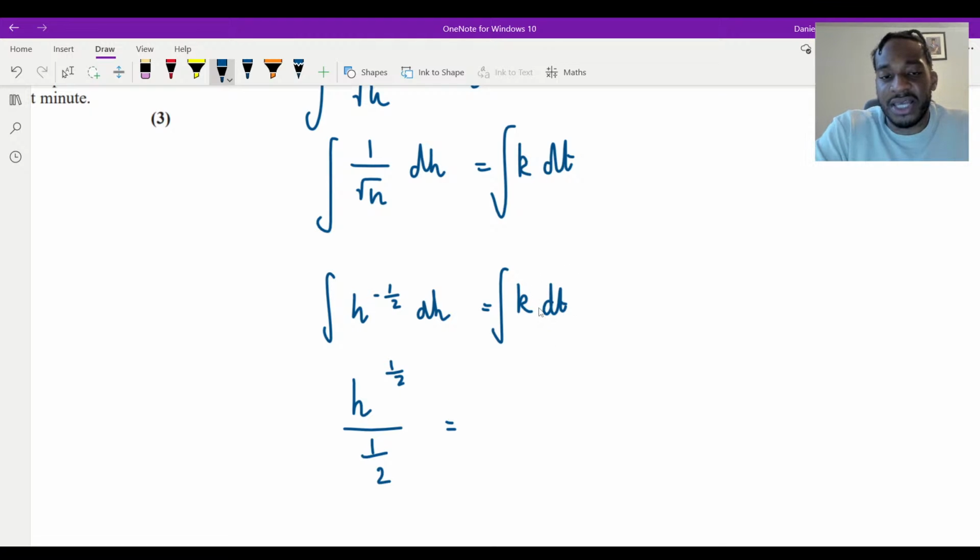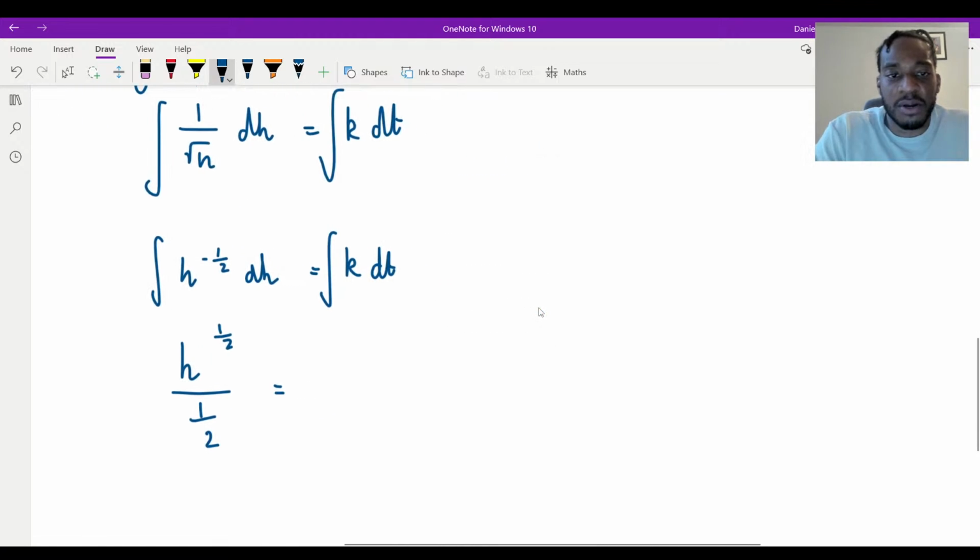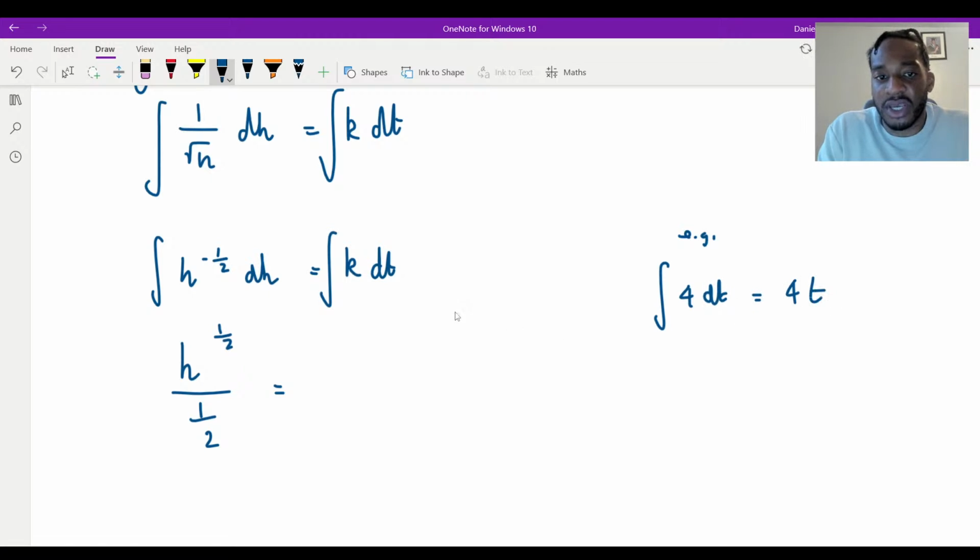Now, integrating this, guys, I see a lot of people get tripped up with this. k is a constant here. So, for example, if it was 4 dt, then the integral would just be 4 times whatever the variable is, 4t. So if it's k, it's just going to be kt. And then we add our constant of integration.